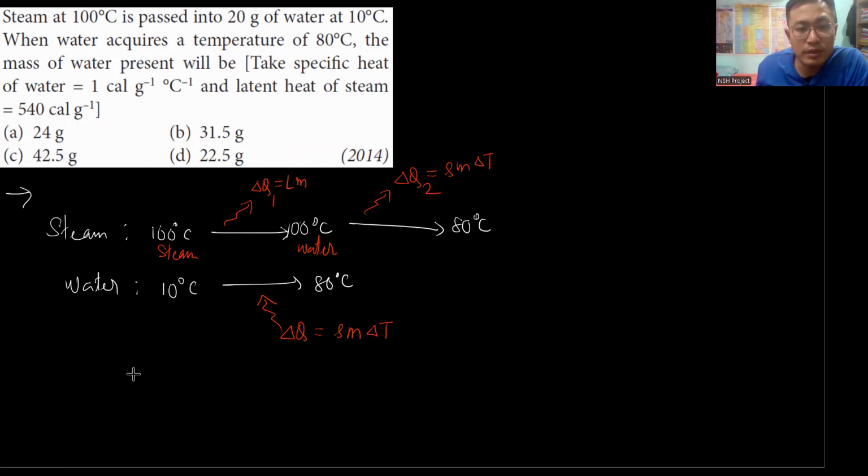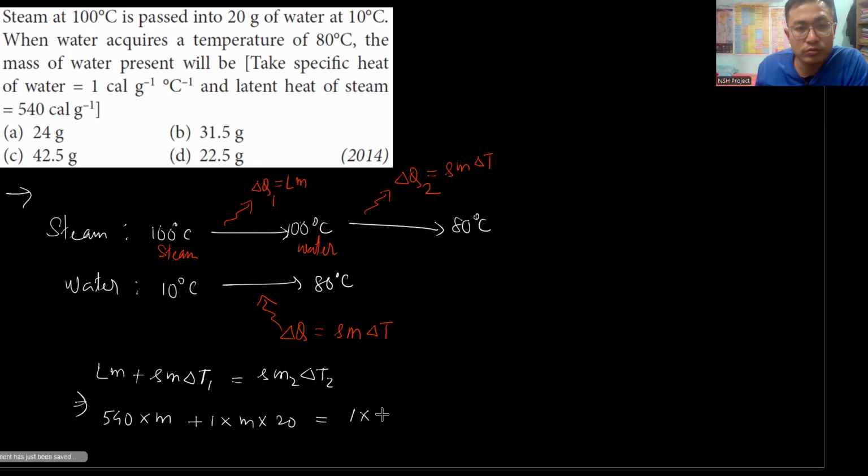LM plus SM delta T is equal to the heat absorbed, where this is M1, or let's say this is M, and this is M2 delta T2 and this is delta T1. So what is my L? L is 540, into M, plus 1 into M into (100 minus 80), equals 1 into 20 into 70. So the answer is 70.